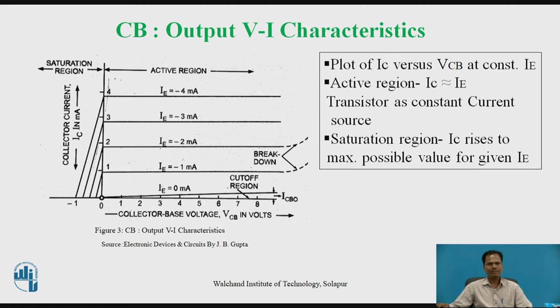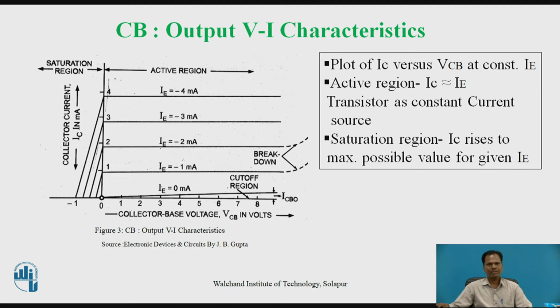So in the active region, the base emitter junction is forward biased and the collector base junction remains reverse biased as usual, and the collector current IC depends upon the value of input emitter current IE. Collector current IC is directly proportional to input emitter current IE. As emitter current is increased or decreased, the collector current increases or decreases correspondingly. So the emitter base junction remains forward biased and the collector base junction remains reverse biased.